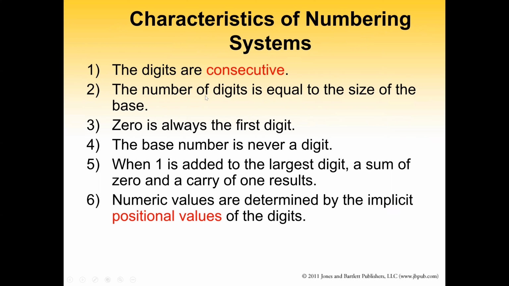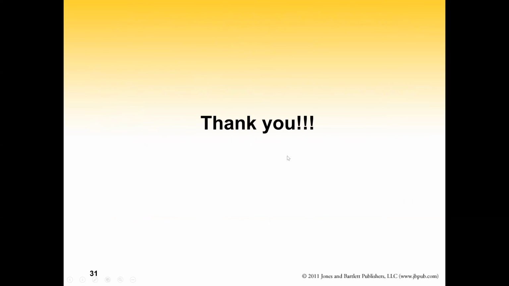For binary, the number of digits is only 2, so the base is 2. Decimal is 0 to 9, 10 digits, so the base is 10. And 0 is always the first digit in any numeric system. The base number is never a digit, because if the base is 10, we go from 0 to 9. If the base is 2, it's only 0 and 1. If the base is 8, only 0 to 7. So basically, these are all the characteristics of the numeric system.